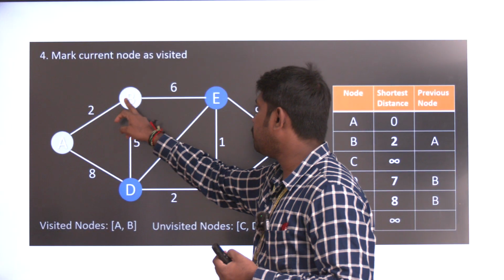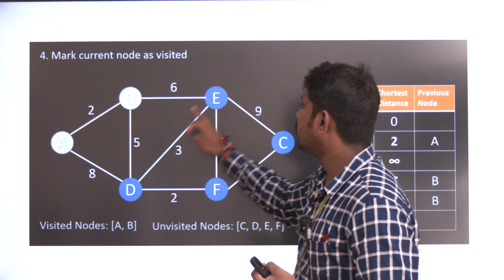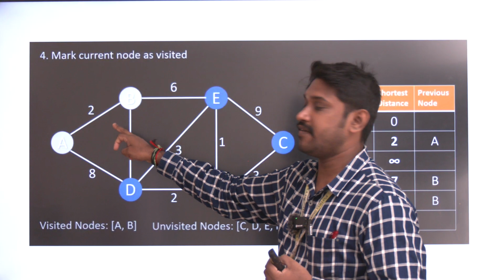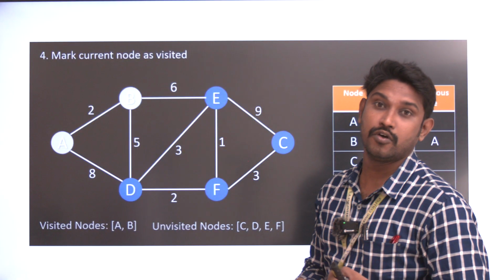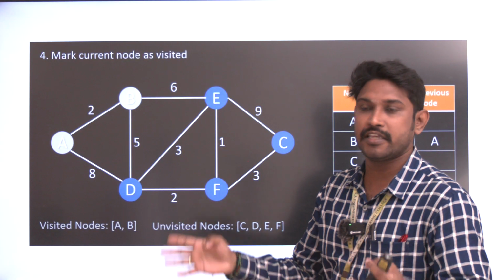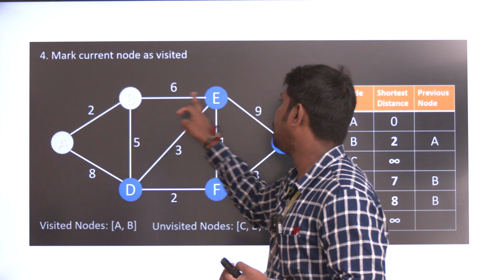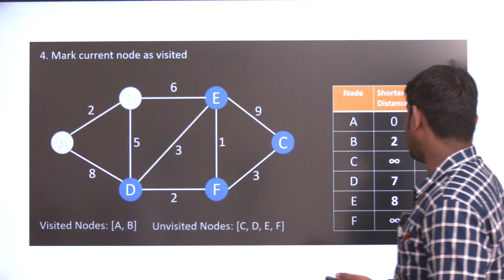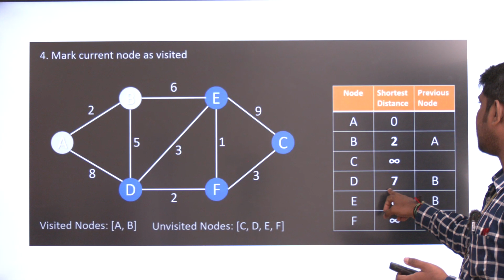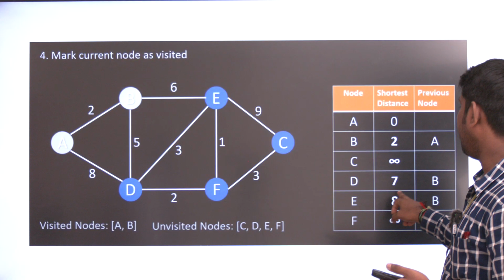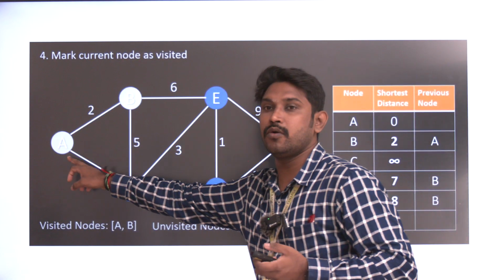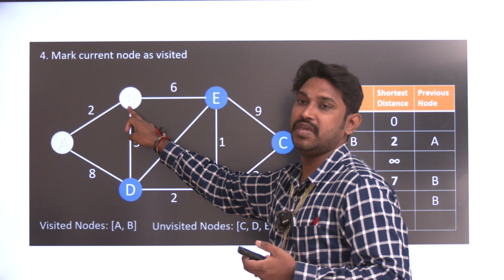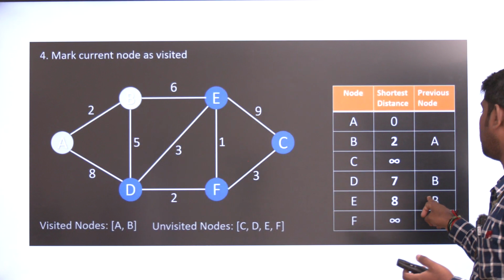Third path will be A to B, B to D and D to E. So A to B will be 2, B to D will be 5, 5 plus 2, 6, 7, 7 plus 3, 10. So among these values, the shortest path will be A to B, B to E. That is 6 and 7 and 8. So 8 is the shortest path. So as I told you, for E, 8 is the shortest distance and the immediate node will be D, because we are going to use this link to E. So the immediate previous node will be D. Okay, so we will use D here.